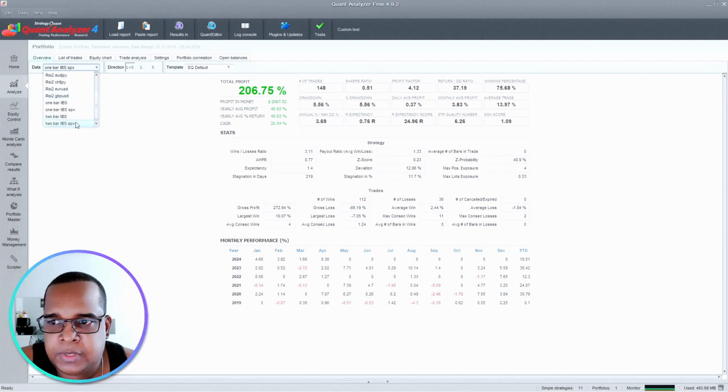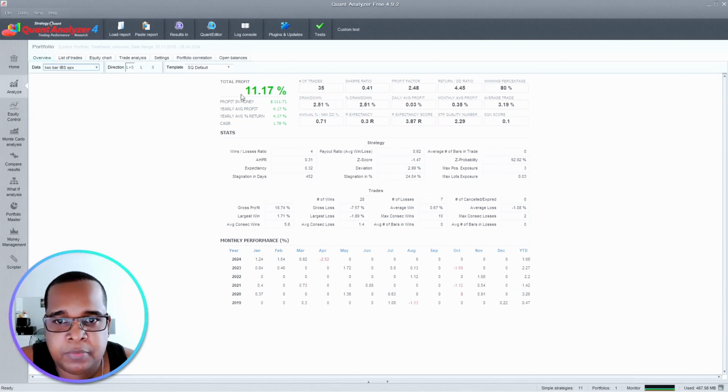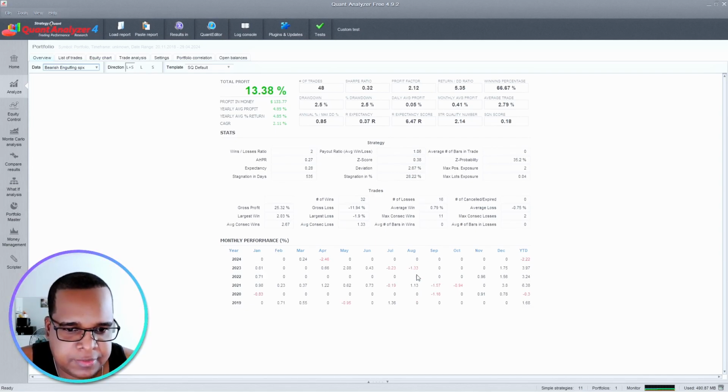And let me take a look at the 2 bar now. So we only made 11% in 5 years. You see we were averaging about 1, 2, 3% a year. So 35 trades over 5 years, 11%. Right. Let us go to the bearish engulfing. We made 13% over 48 trades. We still have a lot of gaps. Actually, the entire 2022 we only had 3 trading months, and that only added up to 3.24%.